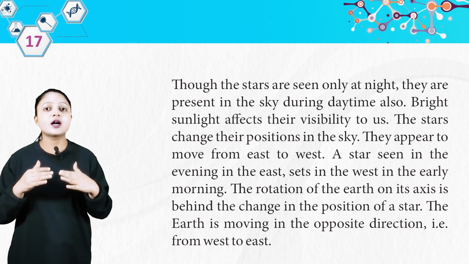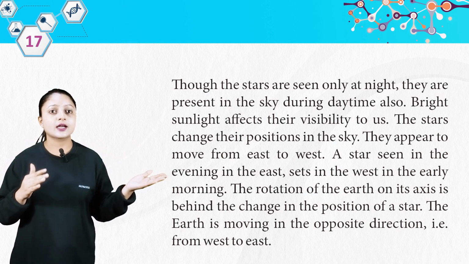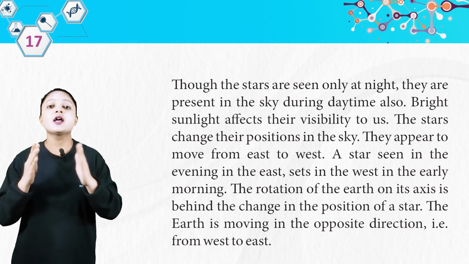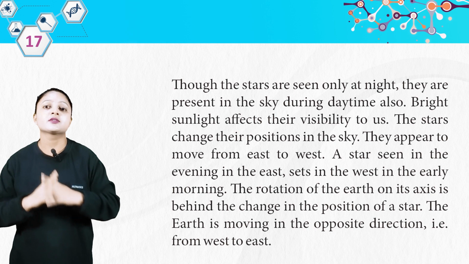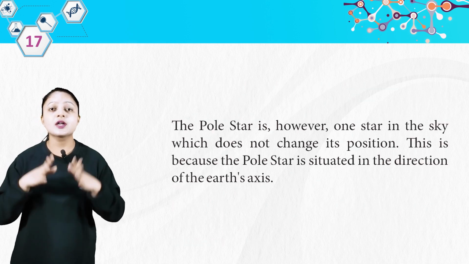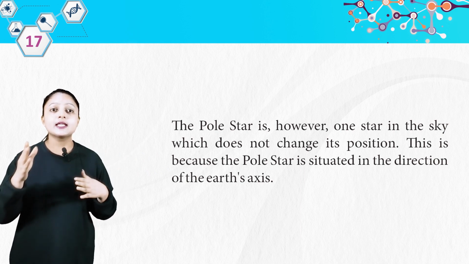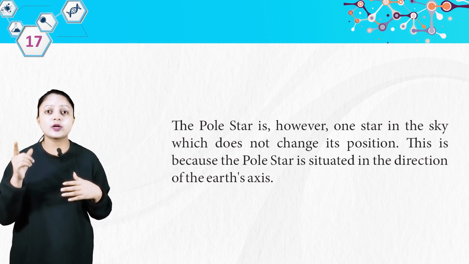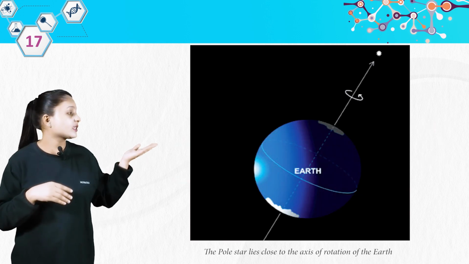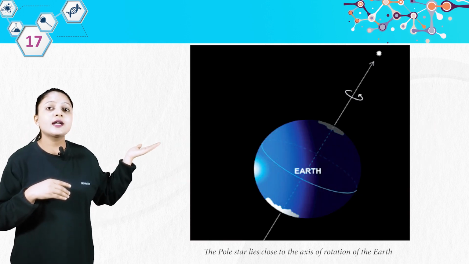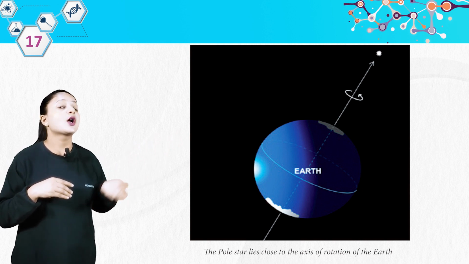The rotation of the earth on its axis is behind the change in the position of a star. The Earth is moving in the opposite direction, that is from west to east. The pole star is, however, one star in the sky which does not change its position. This is because the pole star is situated in the direction of the Earth's axis. Look at this picture here. The pole star lies close to the axis of rotation of the Earth.